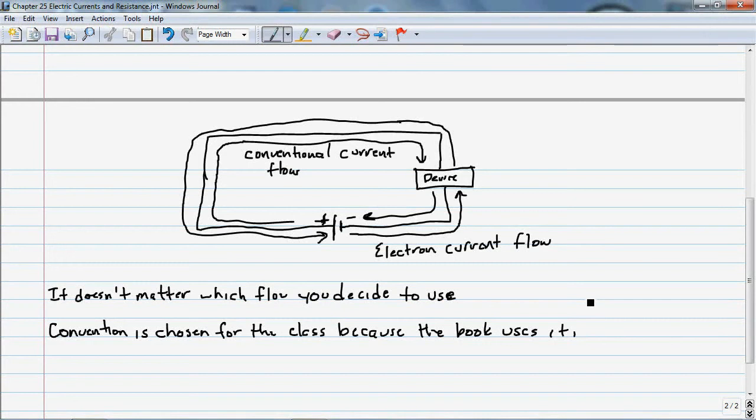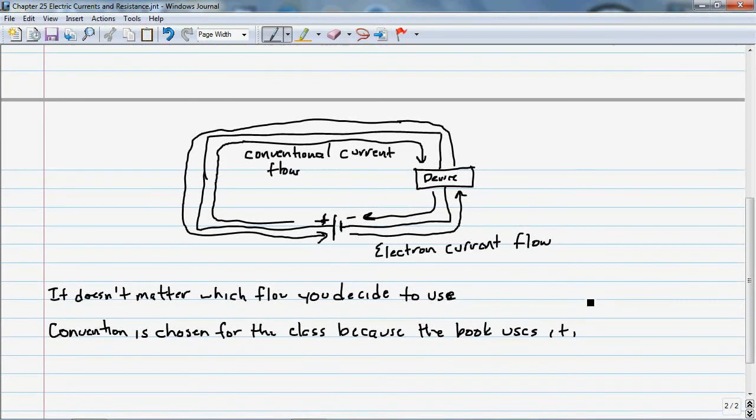Now you might think, what's the big deal? Why do we have to have two? And you'll be surprised that there are debates that go on about this. And basically, what happened years ago, electrical engineers just decided to keep with conventional flow, even though it was known that the charge carriers were electrons. The math worked, who cared?